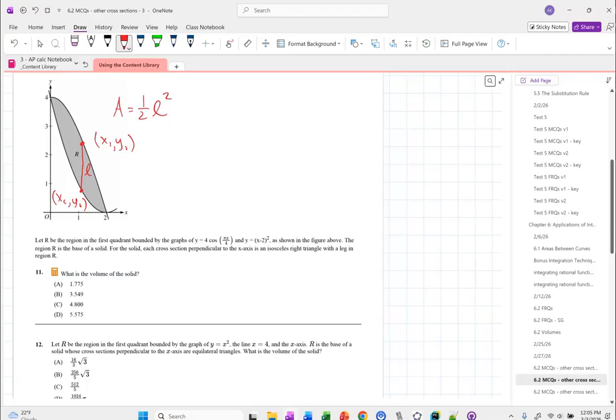So I can tell that the bottom curve is y equals (x minus 2) squared. And the top one then has to be y equals 4 cosine of pi x over 4. So my leg then has to be 4 cosine pi x over 4 minus (x minus 2) squared.